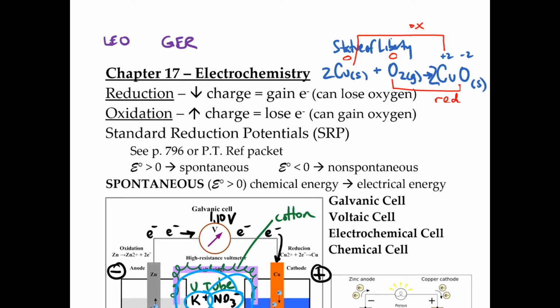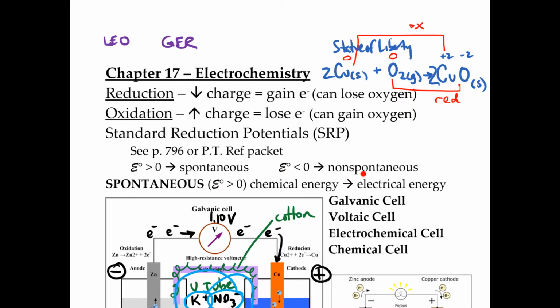So what you need to do is look at the standard reduction potentials, or SRPs, on page 796 in your textbook, or the periodic table reference packet for the AP test also has a chart of all these standard reduction potentials. Anytime your voltage is positive, you're going to be a spontaneous reaction. Now don't get that confused with delta G, because delta G was a negative G to be spontaneous. This is a positive E to be spontaneous, and the opposite, a negative E, will be non-spontaneous.